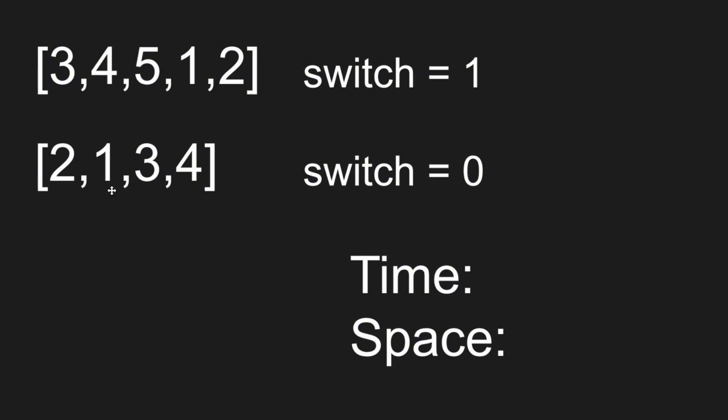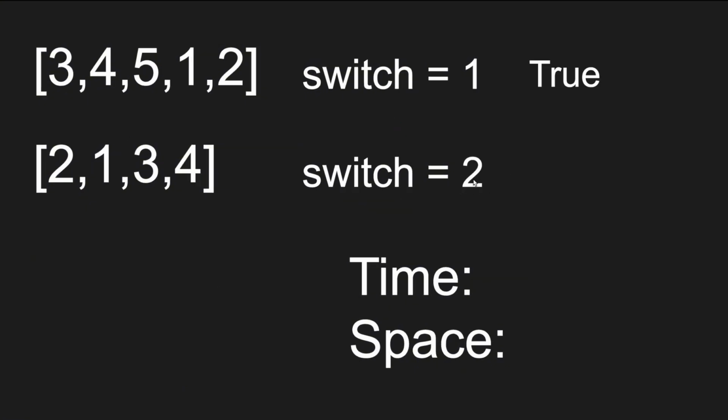Now we look at this example. 1 is less than 2, so we increment the switch by 1. Now move over. Compare 1 and 3. 3 is greater than 1, so move over. 4 and 3, 4 is greater than 3. So now we compare 4 to 2. 2 is less than 4, so we increment the switch again. And since the switch is equal to 2, we can return false.